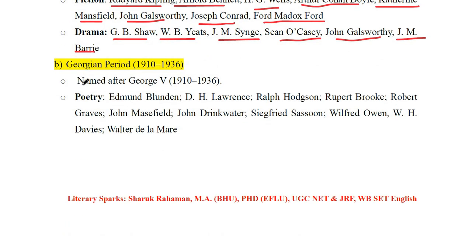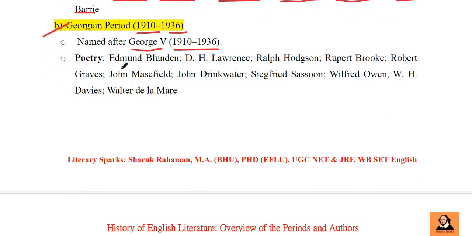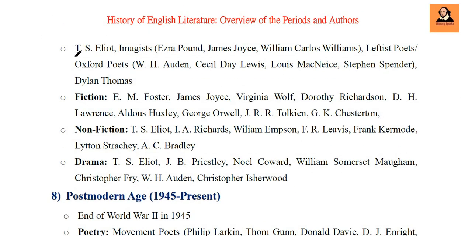Now, the second period is the Georgian period, which spans from 1910 to 1936, and this is named after George V, who reigned during this time period, 1910 to 1936. So the major poets that we have in the modern age: Edmund Blunden, D.H. Lawrence, Ralph Hodgson, Rupert Brooke, Robert Graves, John Masefield, John Drinkwater, Siegfried Sassoon, Wilfred Owen, W.H. Davies, Walter de la Mare. And of course, the big giant of literary modernism, T.S. Eliot.